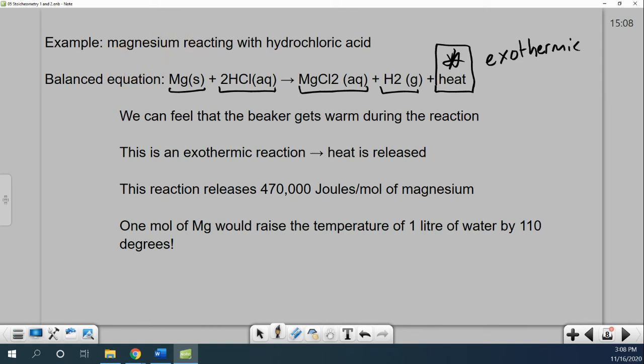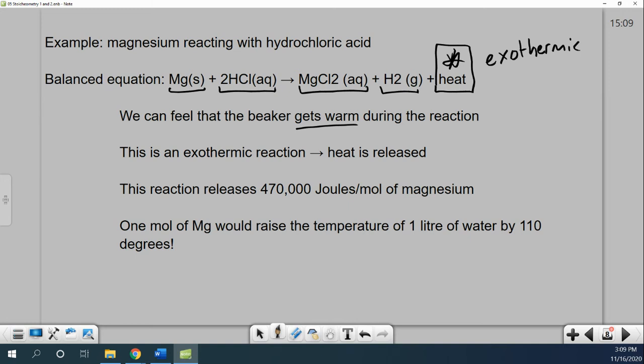But in this case, it's on the product side. So this is exothermic. It creates heat. It gives it off. And you could feel that. If you touch this beaker, it is getting warm during the reaction. So again, this is exothermic. Heat is being released out into the atmosphere. It is created as a product.